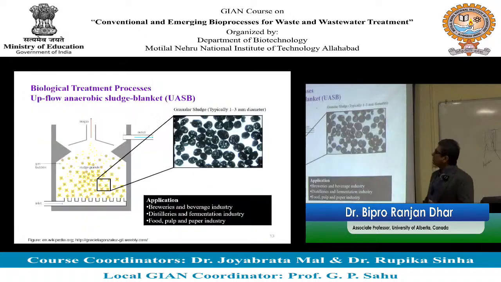And another widely used design for a wastewater bioreactor is the upflow anaerobic sludge blanket reactor, or UASB. This is a very popular design, especially for industrial wastewater treatment. Upflow anaerobic sludge blanket reactor.